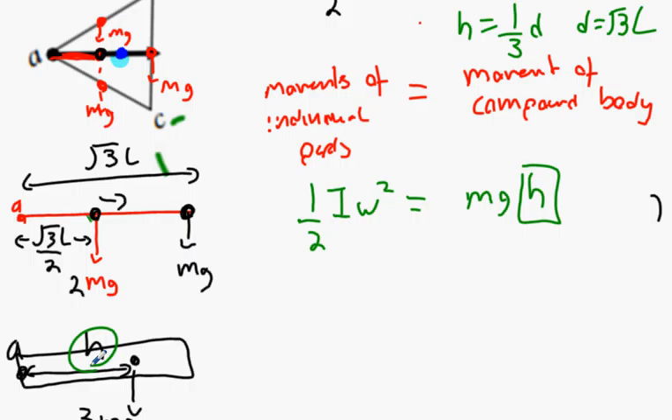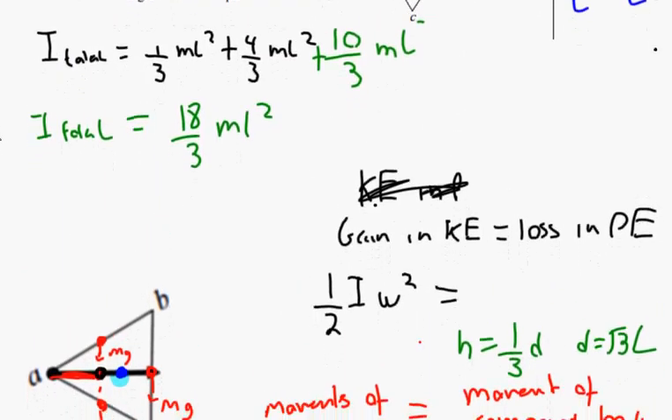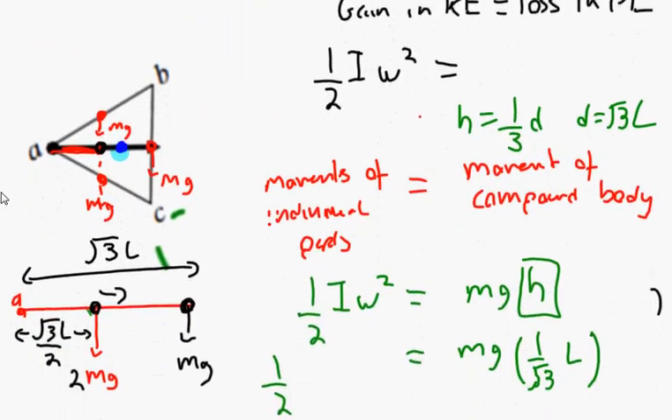Now, what we're going to do with h here is replace it with mg times 1/3 d, but d in turn is root 3 L. Root 3 L divided by 3 is L over root 3. Okay, what's our I value? A half. We calculated I earlier, somewhere up here: 18 over 3 ml squared.